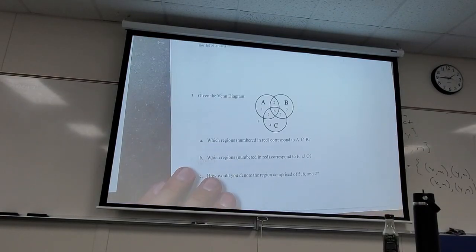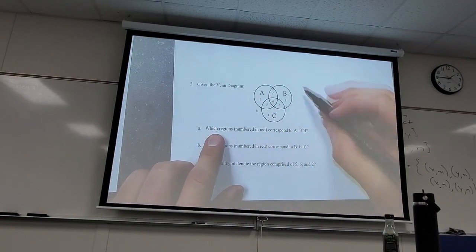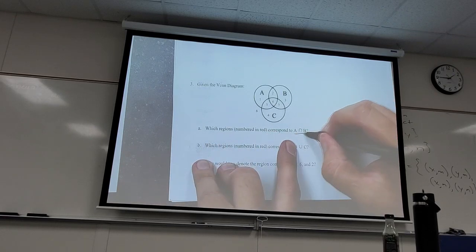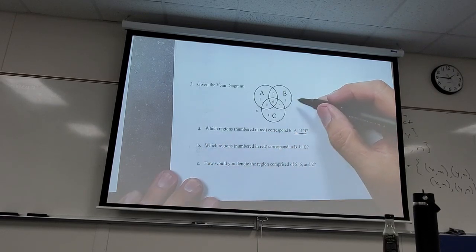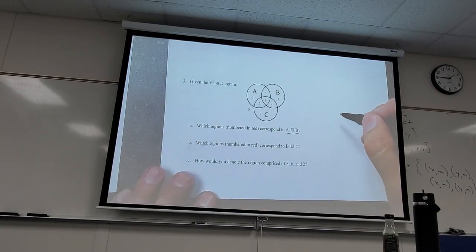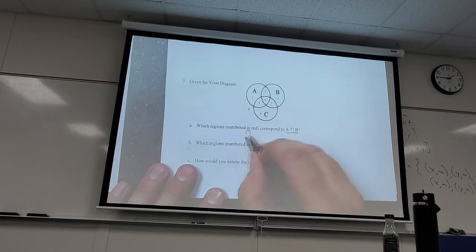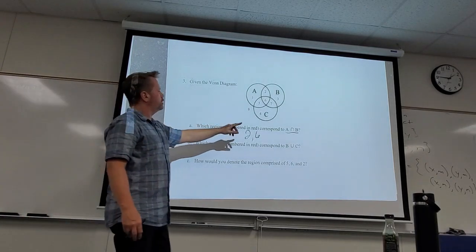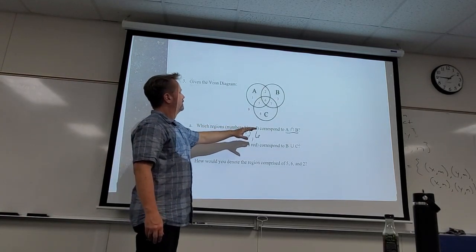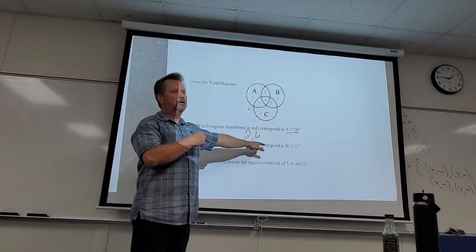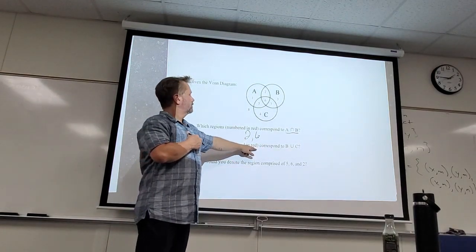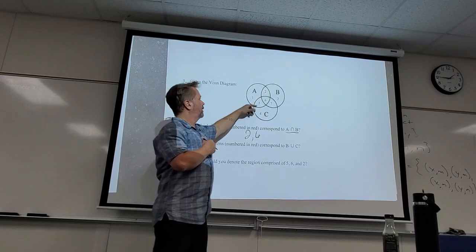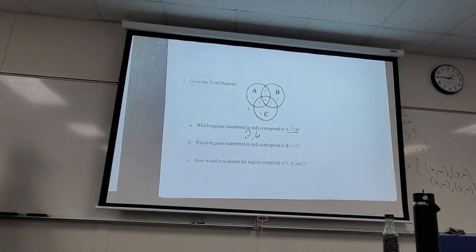What about this? Which regions correspond to A intersect B? That one should be nice. 2 and 6. What about which regions correspond to B union C? What are the only regions that don't? 1 and 8. I love it. So that'd be 2, 3, 4, 5, 6, 7.